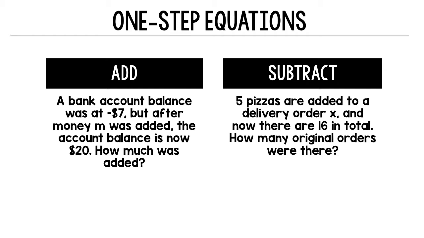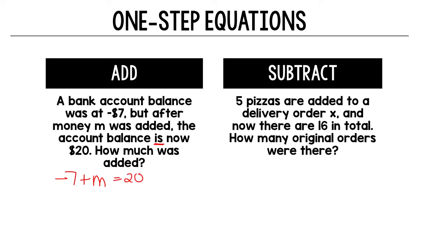A bank account balance was at -7. That's where we start. But after money M was added, plus M, the account balance is $20. How much was added?